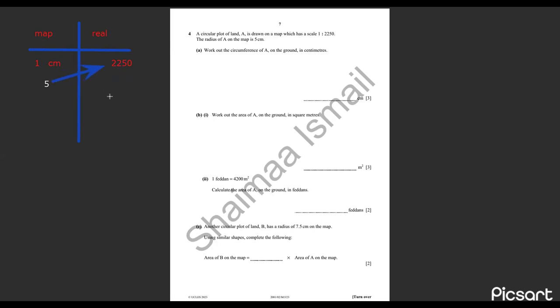So no need for dividing. So here we have to say the 5 multiplying by 2250 just to get the answer here. So here it will be equal to 11,250, and that is the radius.